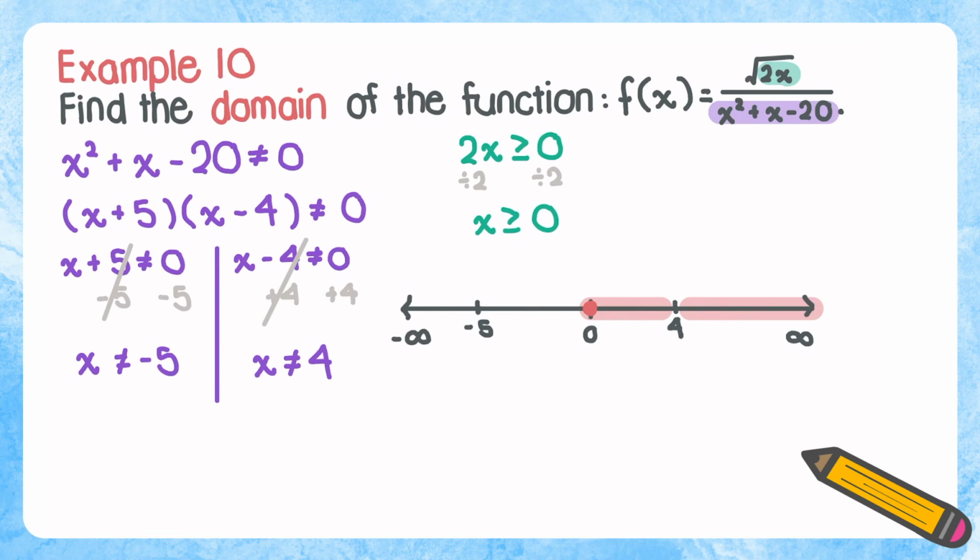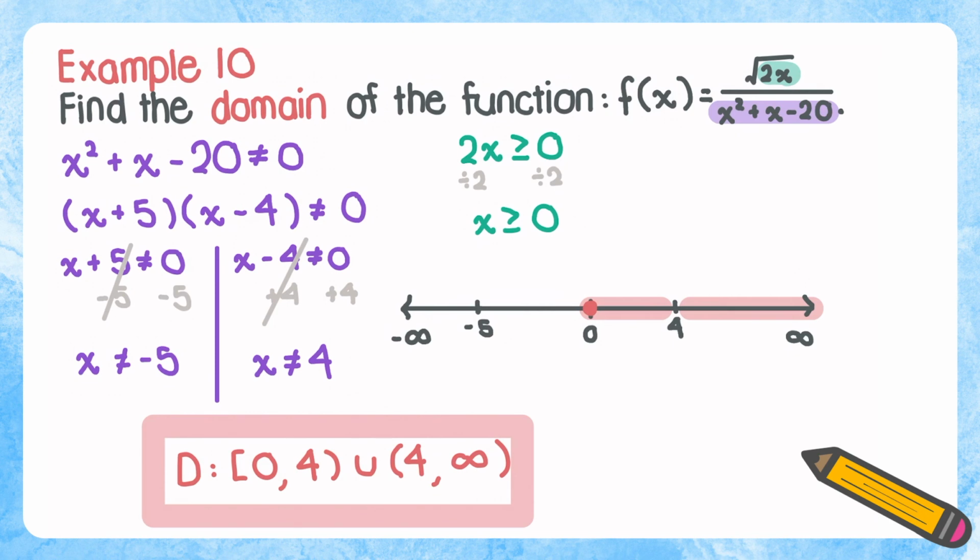So let's write it in interval notation. Our domain starts at 0, goes really close to 4, but we hop over it, resume right after 4, and then move on to infinity. So our domain is written like this. And notice how we didn't even bother with the negative 5, since it's not greater than 0, it's less than 0, so that number wouldn't work anyway. So we basically ignored it.